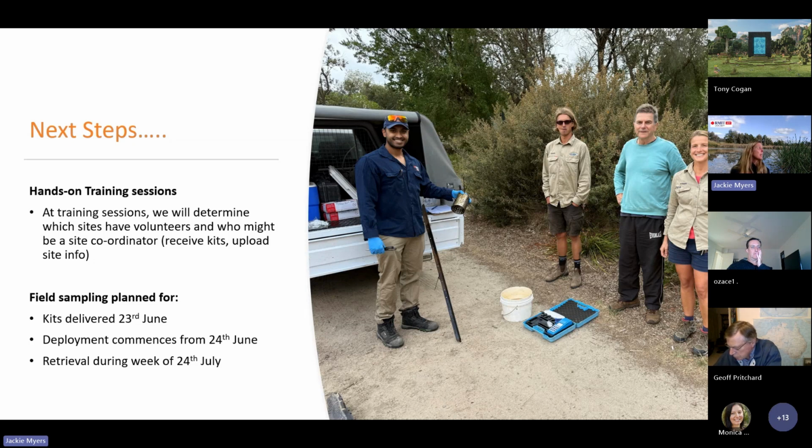Participation doesn't mean you have to be at every event, every deployment and retrieval. We just love any assistance that volunteers are happy to provide with the project.